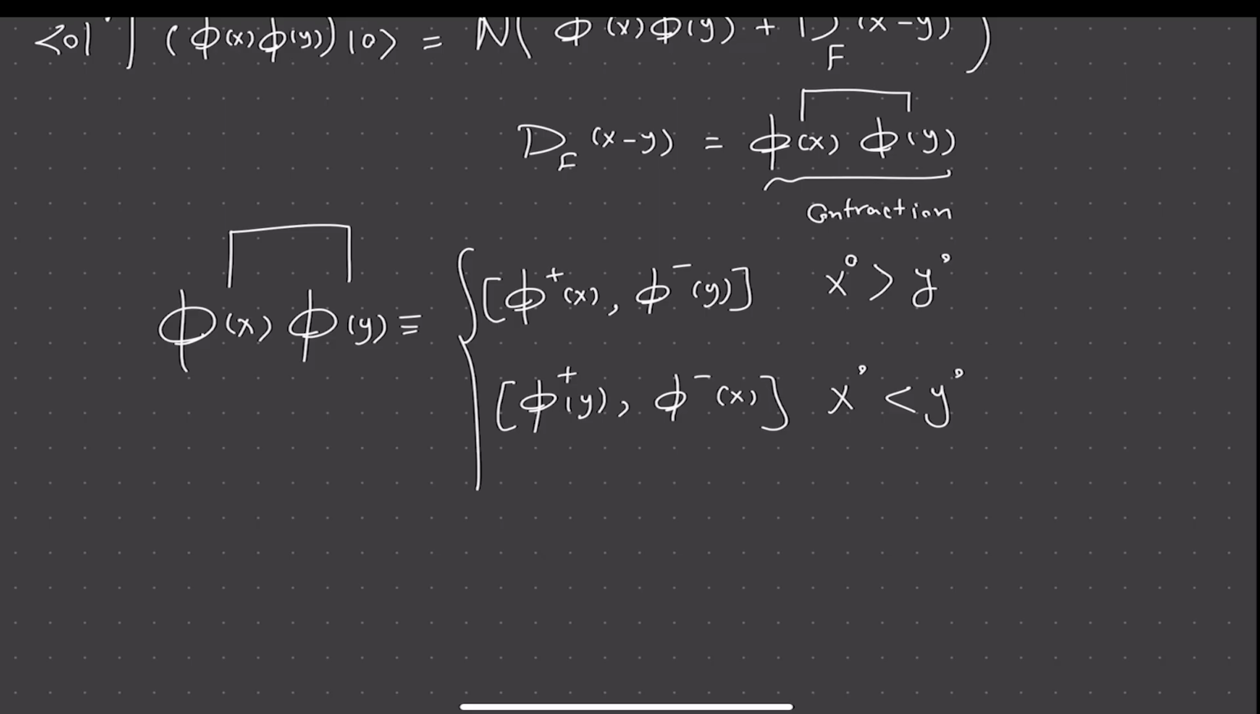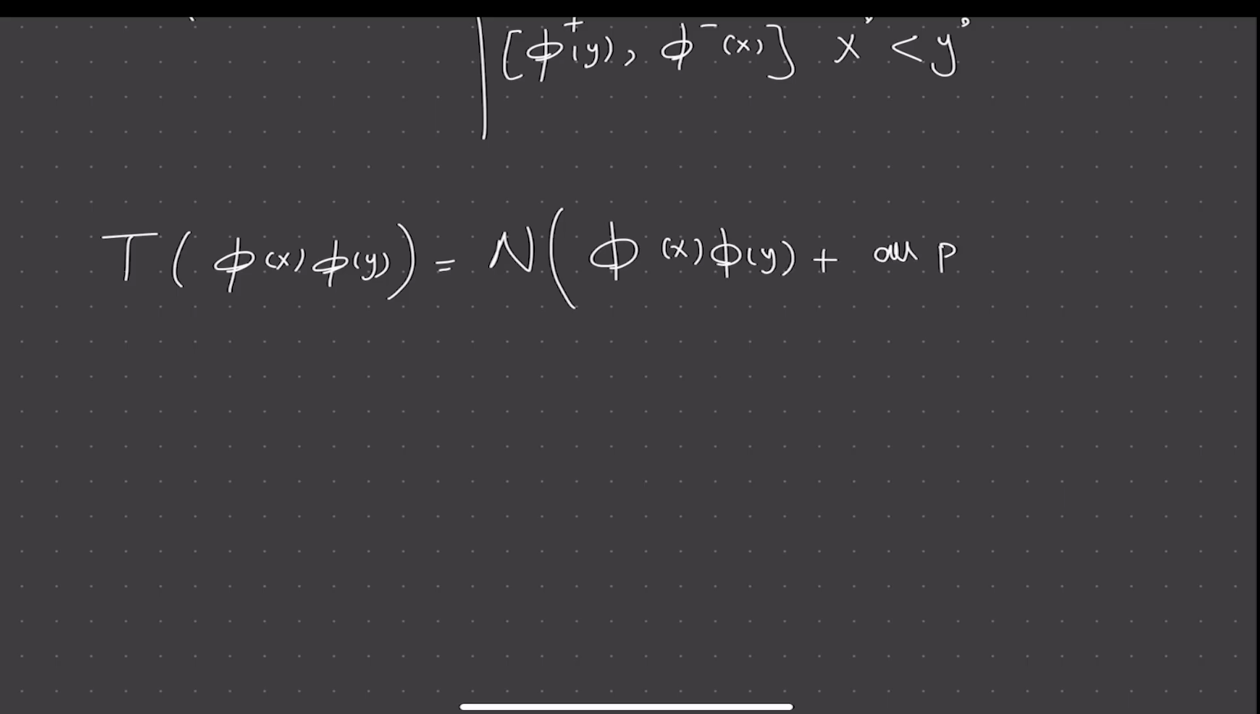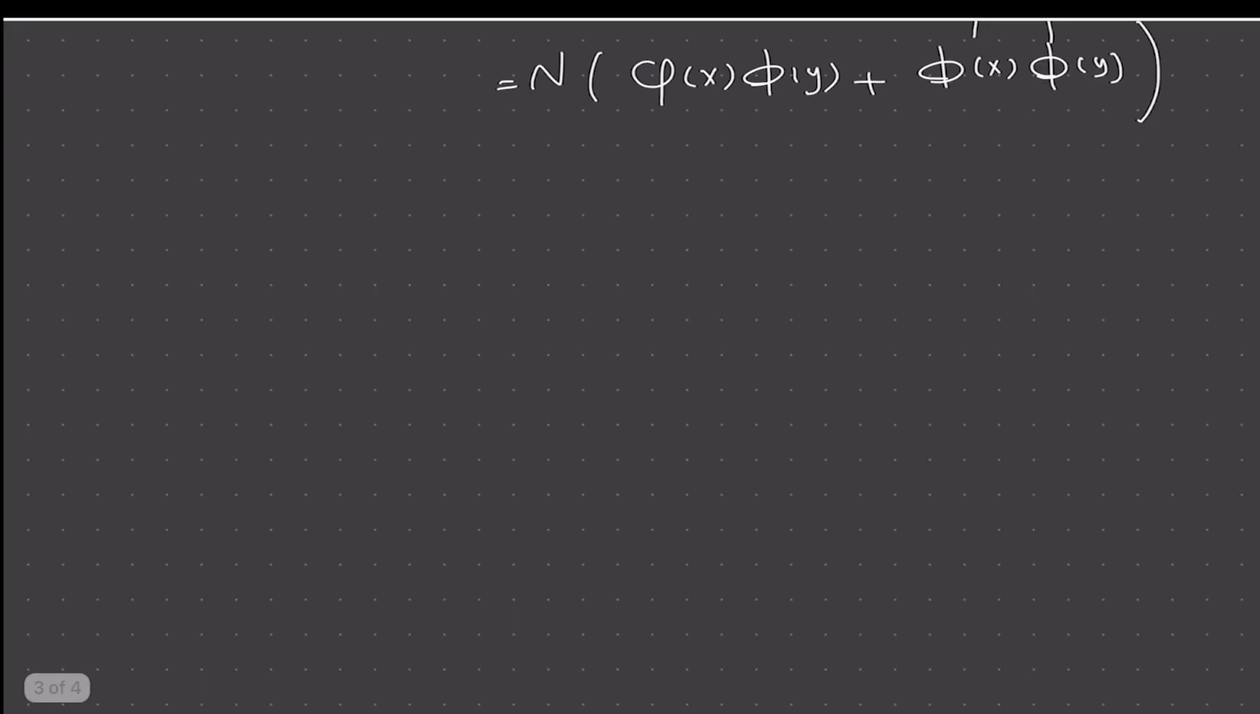It's just the notation. So now the time ordered product of the two fields, or two-point correlator, is going to be the normal order of the two fields multiplied, plus all possible contractions. So for the case of two fields, it's going to be like that. Now let's try it for the case of m equal to 4, right?